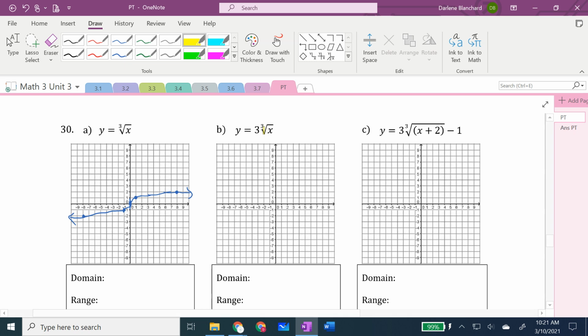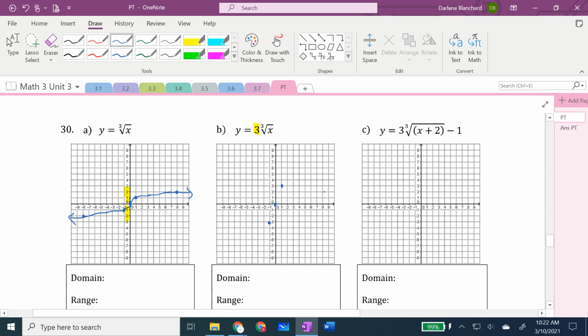In part B, we're taking that parent graph, and outside we're multiplying by 3. So my y values that I have, 0, 1, 2, and 0, -1, -2, they are all multiplied by 3, but they keep the x coordinate. Now, 0 times 3 is still 0, but y coordinate 1 times 3 is now 3. Y coordinate -1 times 3 is now -3.